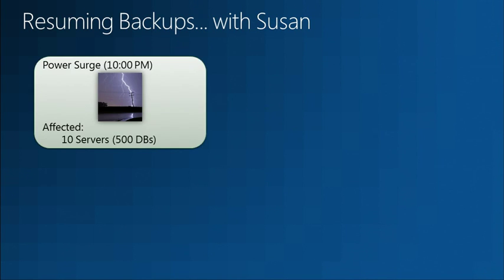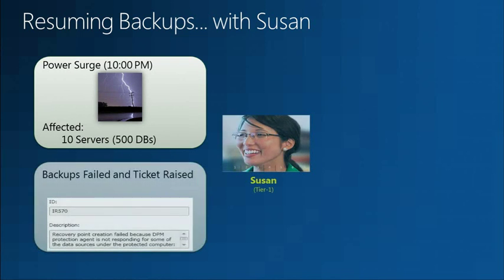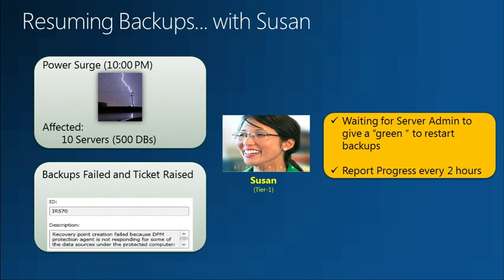Now, what has happened is that last night there was a power surge, and it knocked off the power from a bunch of servers. Let's assume that the backups have failed, and there have been tickets raised, and Susan needs to resume the backups for all of those databases. What Susan is waiting for is a thumbs up saying that the servers are back online, you can go ahead and start the recovery.